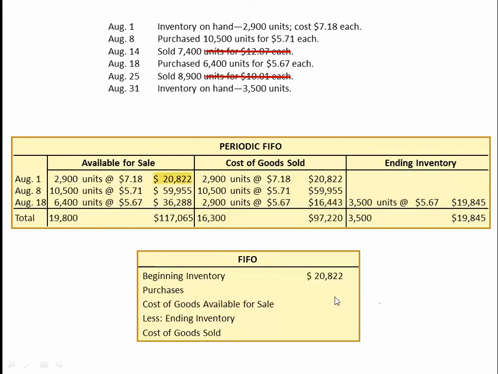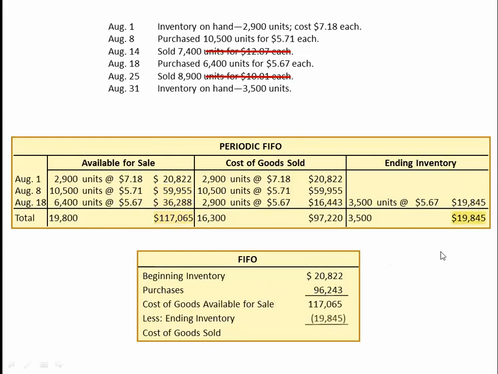So the beginning inventory is 20,822, and this is what we get up here, inventory on hand. So when we multiply this by that, we get that. Purchases, there were two purchases, right? So we purchased on the 8th and the 18th, and here's the 8th and the 18th, and here's the totals. That will include purchases, and our available for sale should be the 117,065.